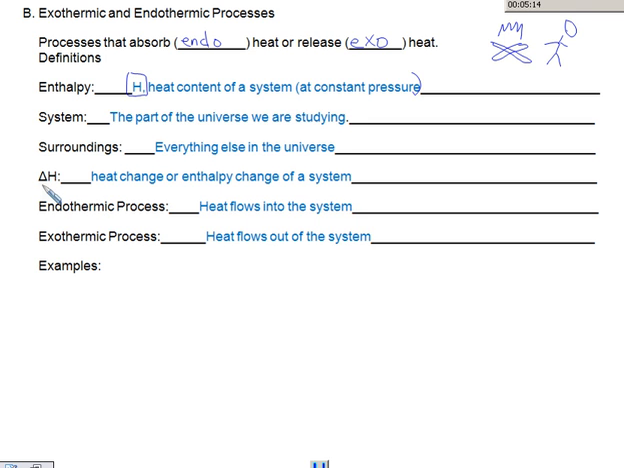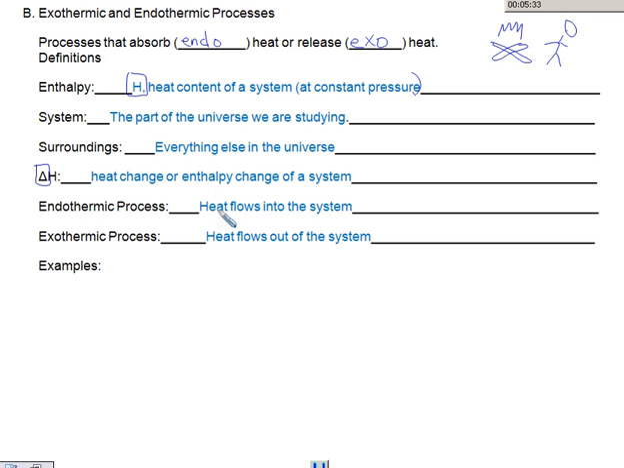Delta H is the heat change or enthalpy change of the system. Anytime you see a triangle in front of a variable such as H, it means change. So sometimes this is also called the delta H. And we're going to be looking at endothermic processes.